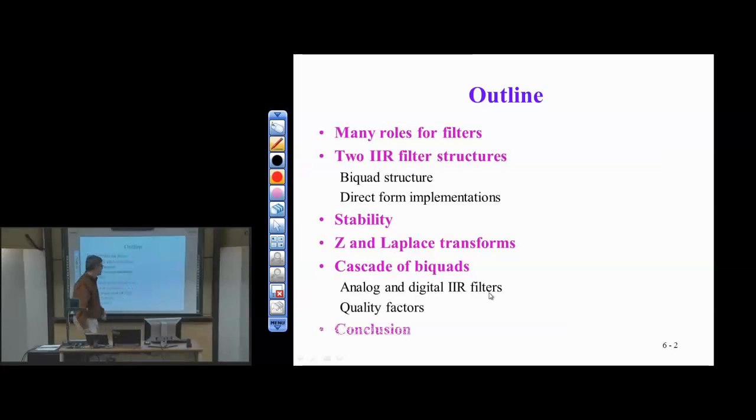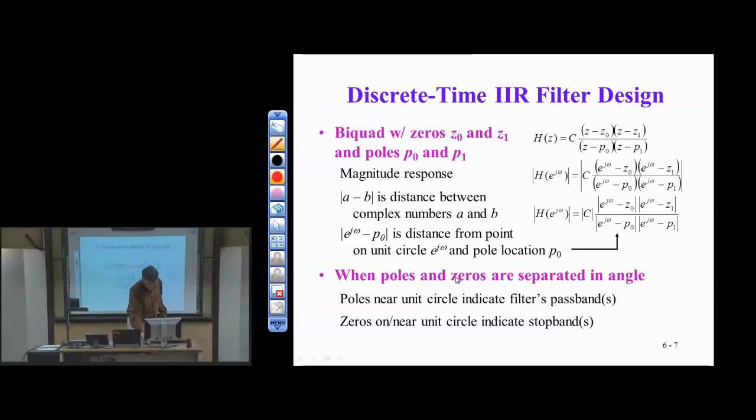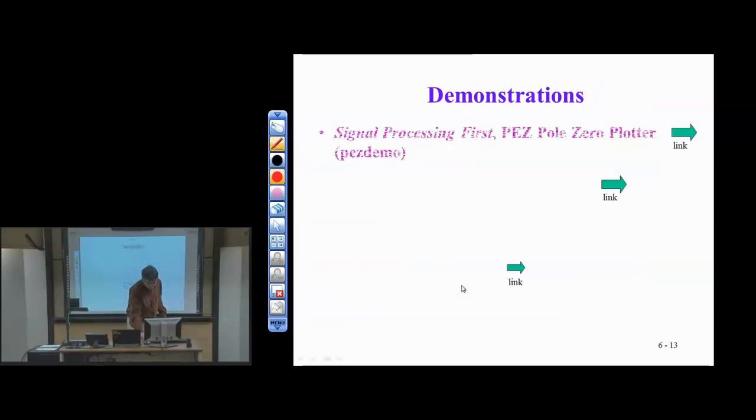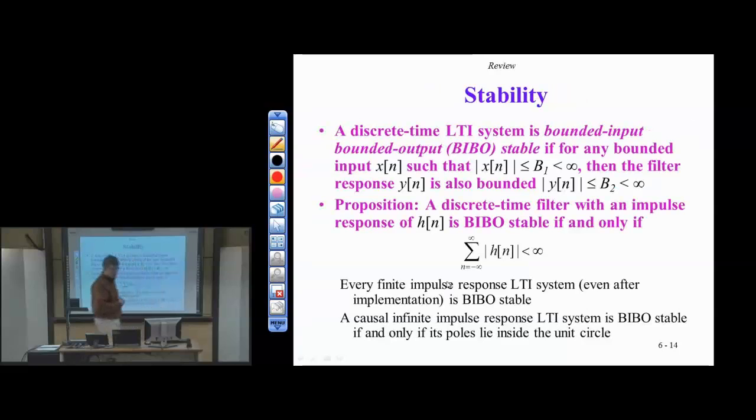All right, so far in Lecture 6 we've had 2 parts. We talked about the role of filters. We talked about filter structures, biquad, direct form, and we looked at the impact of poles and zeros on frequency response. Now we're going to talk about stability, Z and Laplace transforms, and before we get into stability, I want to start with slide 14. So we'll start with stability.